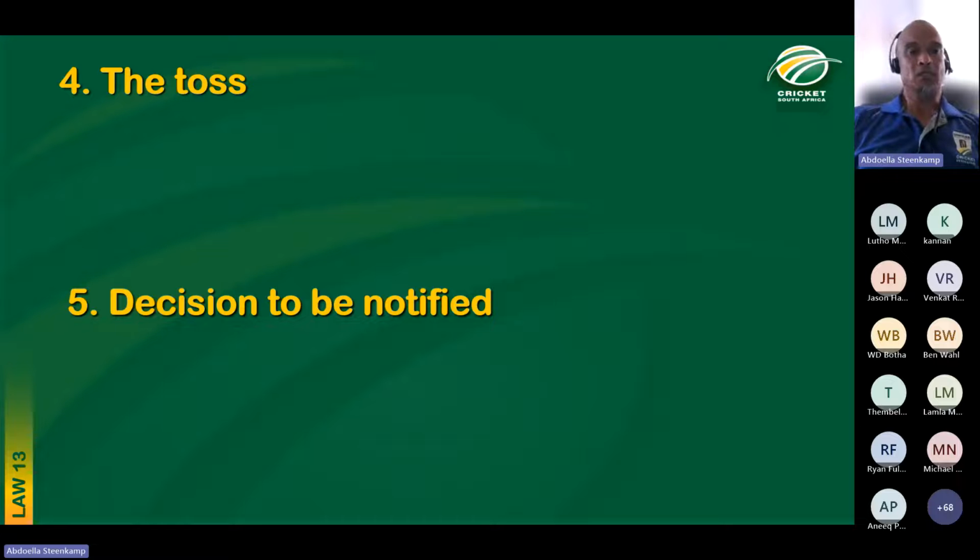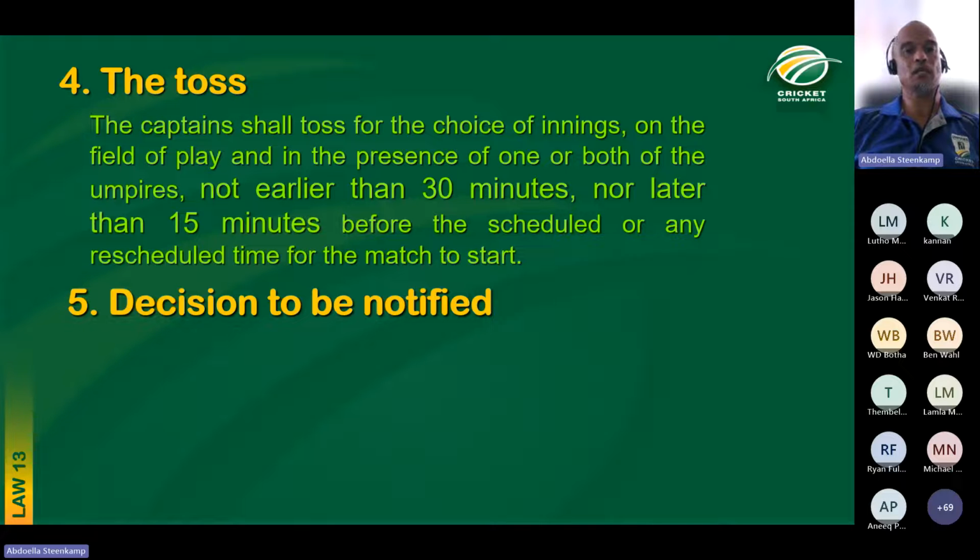So when it comes to the toss, what does the law say? Who needs to be at the toss? Where does the toss need to take place? What are the timings of the toss? In terms of the toss, the law wants the captains to toss for the choice of innings. Where does it happen? All the law tells us is that it happens on the field of play, so anywhere inside the boundary.